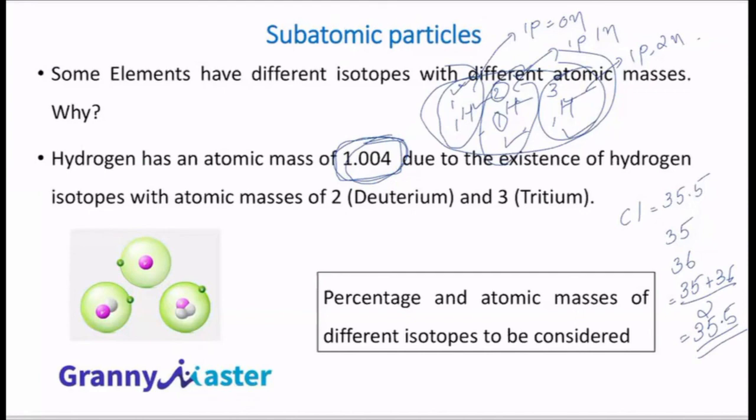So even though, as per the definition, atomic mass is the sum of protons and neutrons, it doesn't mean that the atomic mass will always be an integer. Based on the presence of isotopes in nature, we have to consider the percentage and atomic masses of the different isotopes. So the value can be a non-integer with some decimals in it.